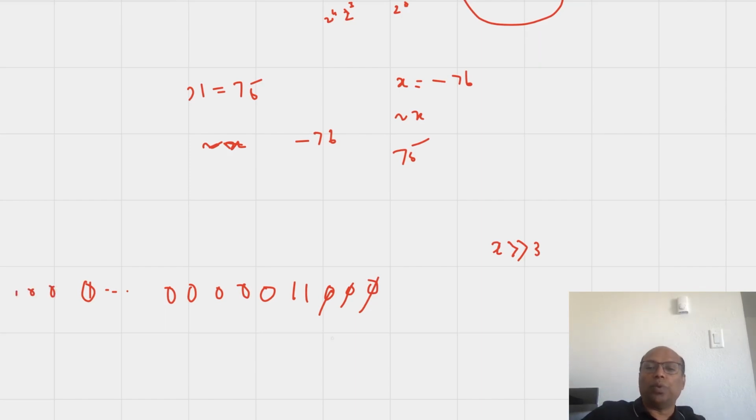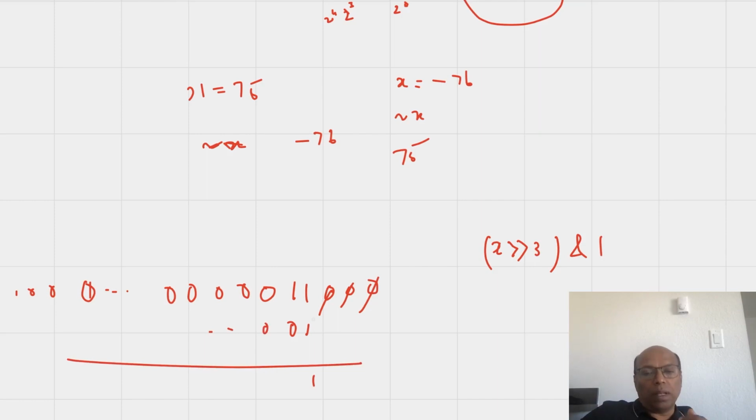Now what do you do? With this result, you want 1, right? Simply say X and 1. And 1 means what? The binary form of 1 is this. So what happens? Both are 1, therefore the result is 1. If it would have been 0 here, what would happen? I will get 0. That's it. Simple thing.